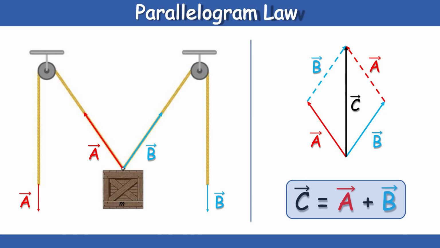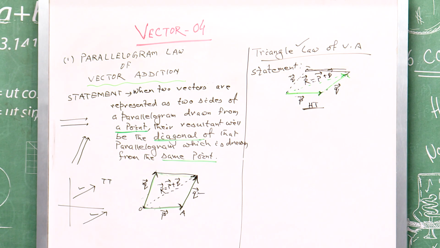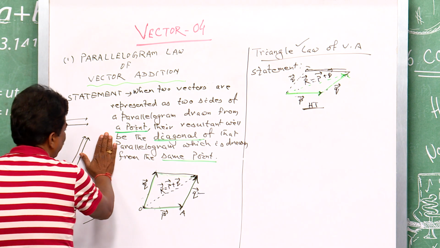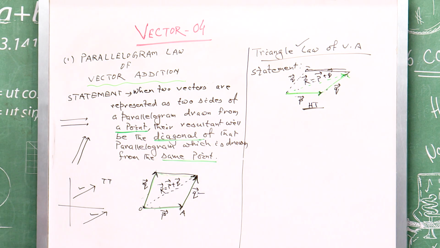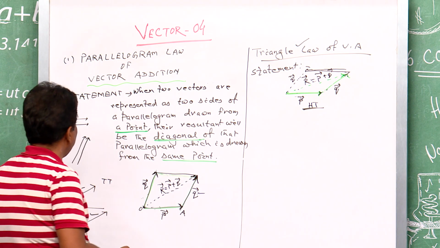Next we will discuss vector addition by the analytical method. This is the geometrical method for the parallelogram, and that was the geometrical method for the triangle. We already discussed that in our last class. So now we will go for the analytical method.